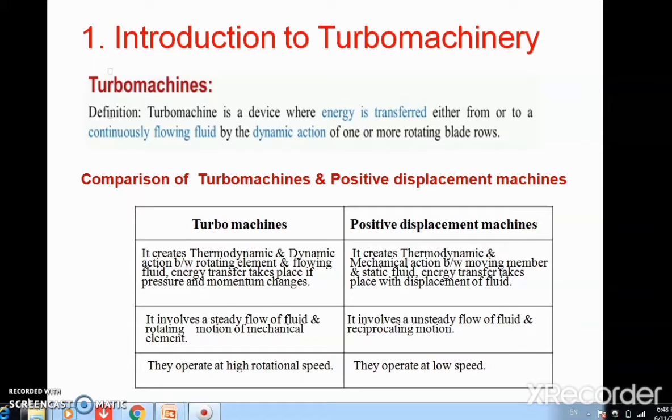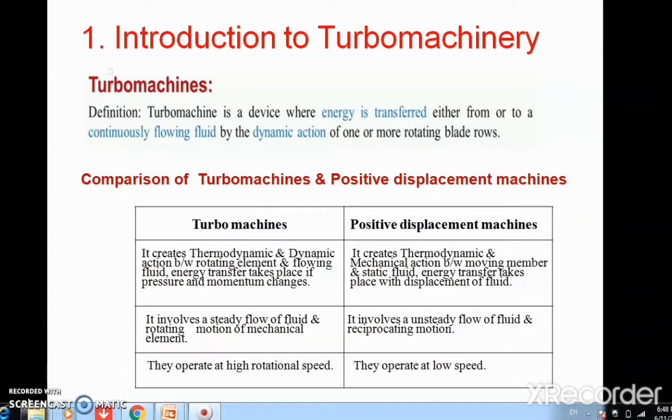The dynamic action of one or more rotating blade rods, because this dynamic action is the reason why its name is turbo machine. It is also called a rotodynamic machine because of this dynamic. Now what do you mean by dynamic action? So here we are going to use some rotor type of mechanisms or rotors, which are not generally used in positive displacement machines.